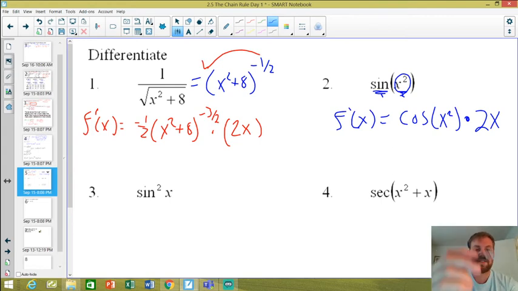What about taking the derivative of sine squared? Now, you may not think that's chain rule, but it is, because remember, this can be rewritten as sine of x squared.